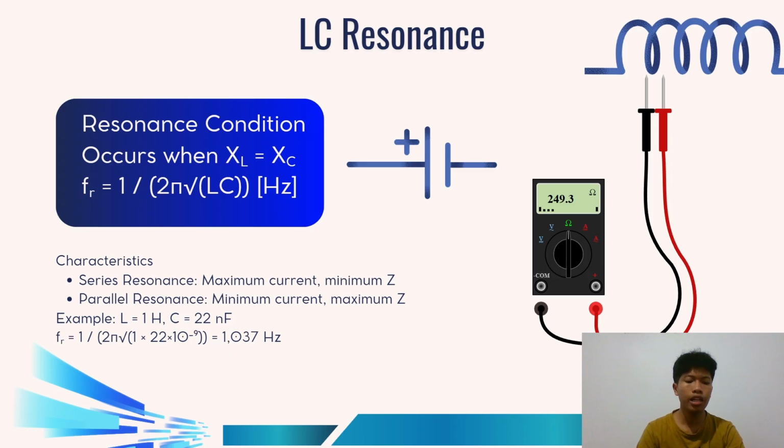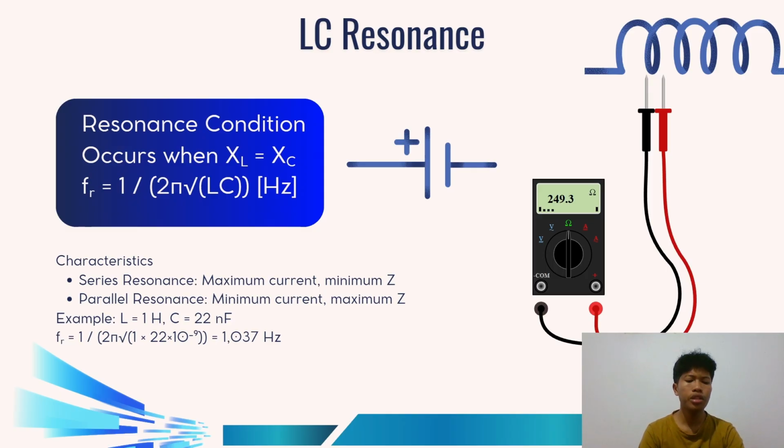Next is the LC resonance. Resonance is the fascinating phenomenon that occurs when inductive and capacitive reactance are equal. The resonance condition occurs when XL equals XC. At this point, the two reactances exactly cancel each other. The resonance frequency is calculated as fR equals 1 divided by 2π times the square root of L times C.